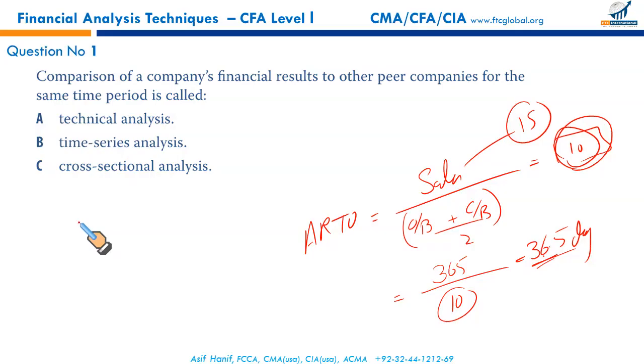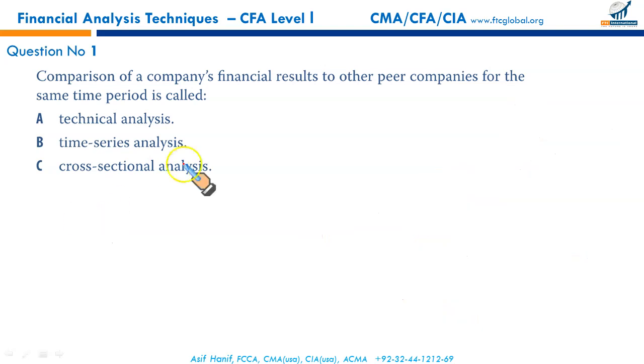Financial analysis techniques, EOC questions. First question. Comparison of companies' financial results to other peer companies for the same time period is called what?